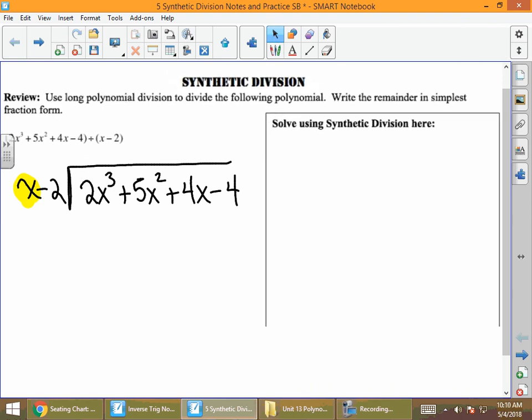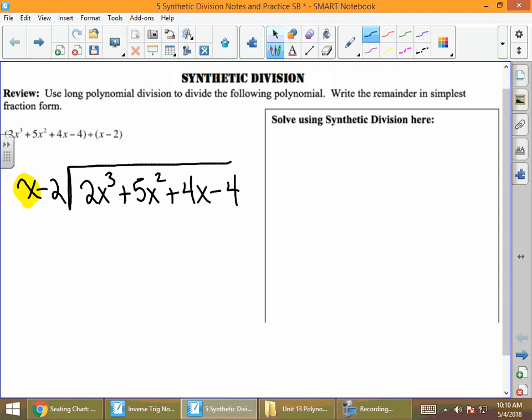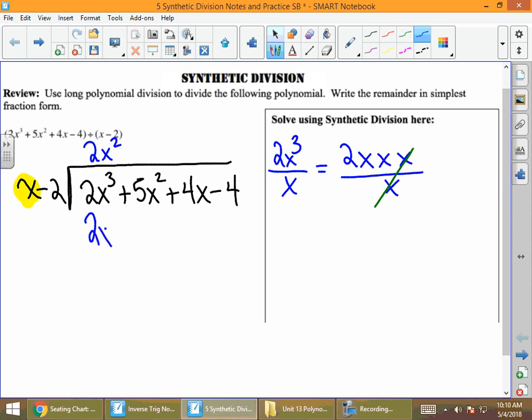And maybe we are, and maybe we aren't. 2x cubed divided by x. And worst comes to worst, we have to write this out as 2x cubed divided by x. And the x's cancel out, and we get 2x squared. And it's 2x squared times x, which is 2x cubed. 2x squared times negative 2 is negative 4x squared.